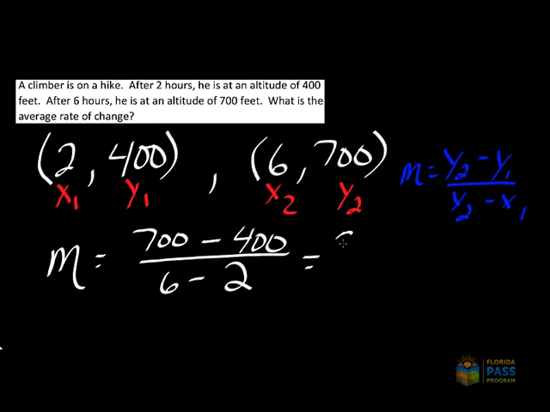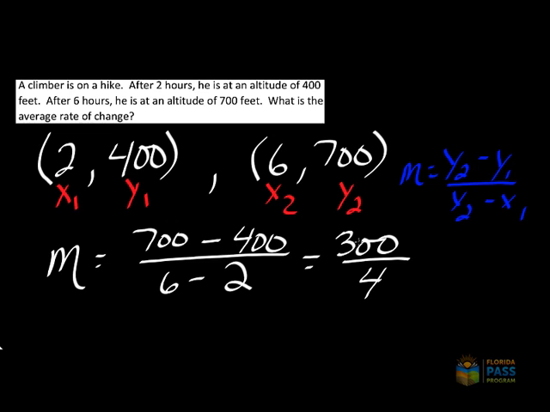700 minus 400 is 300. 6 minus 2 is 4. So here I have 300 divided by 4. Now, you can't just leave it like that, because if 4 can go successfully into 300 without a remainder, I'm going to need to divide that. Now, some of us may not have our calculators handy, so we're going to have to divide the long way.